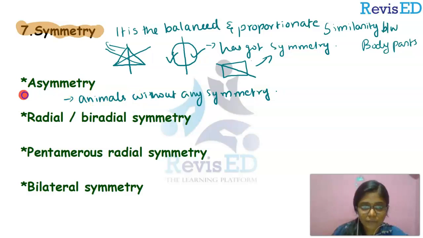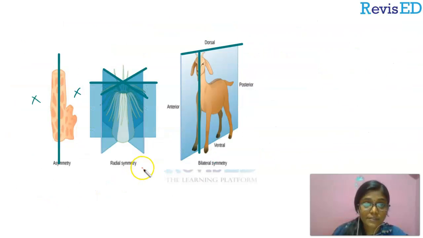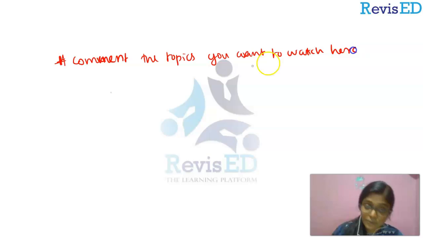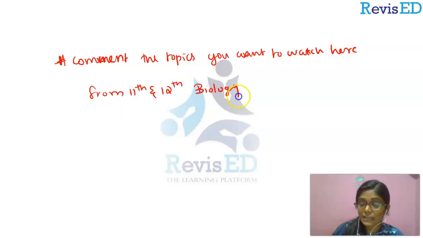So we have discussed all this: asymmetry, radial or biradial symmetry, pentamerous radial symmetry, bilateral symmetry. Just go through the video once and you will get a clear picture on this symmetry. So based on this picture or criteria, we can classify animals into several categories.